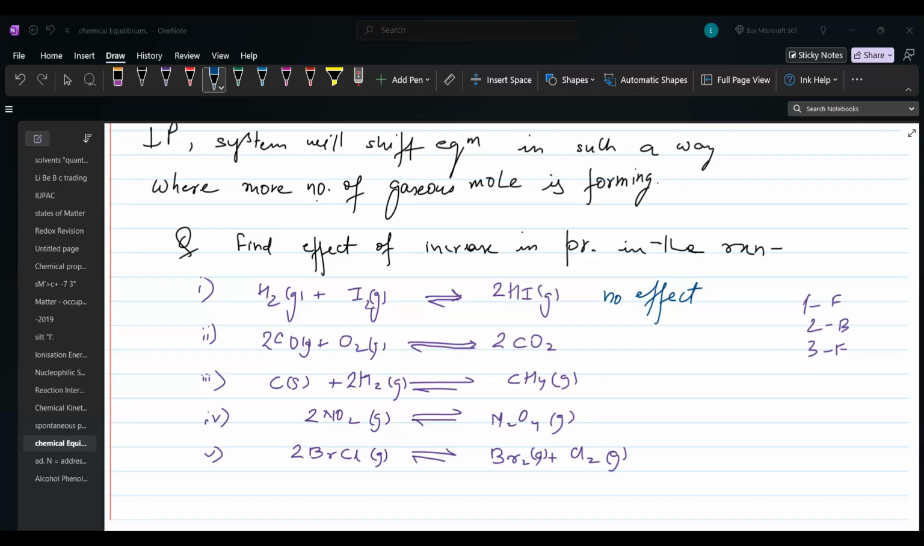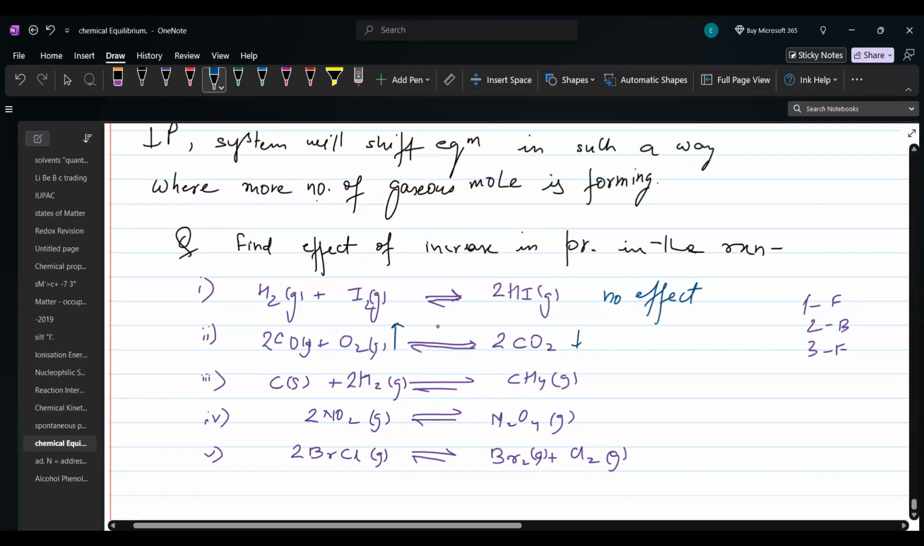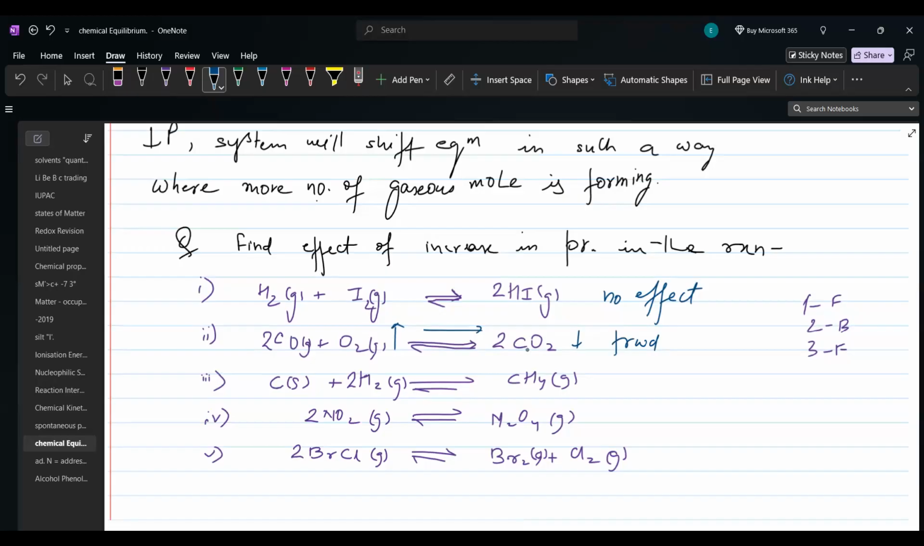You are correct. And the second option, 2CO plus O2. We have 3 gaseous moles on the reactant side and 2 gaseous moles on the product side. We are increasing the pressure, then the gaseous moles are more on this side, lesser on this side, so the reaction will shift in the forward direction, so that a lesser number of moles of gases will form, and hence the pressure of the system will decrease. Got it?